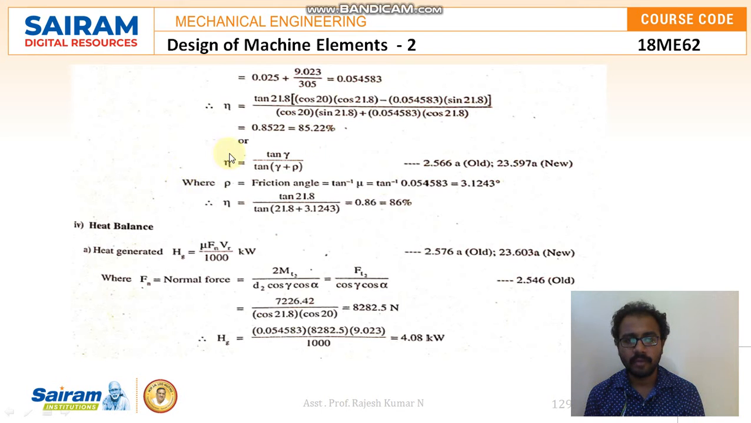We also have another formula to find the efficiency, that is 23.597K. The formula is tan gamma divided by tan of gamma plus phi, where phi is the friction angle and gamma is the lead angle. Here I do not know the friction angle value, which can be found by the tan inverse of mu. Since I know the mu value, I can find the friction angle, that is 3.1243 degree. By substituting in this formula, I am again getting the efficiency as about 86. Here you can see both the values are almost close.